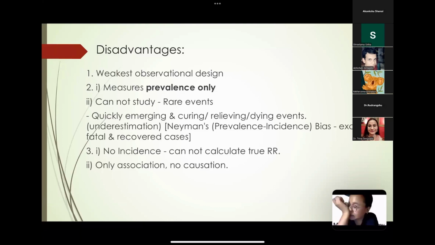Who was telling me that relative risk we can calculate in a cross-sectional study? Not true. We cannot calculate that. Only association, no causation. Even from the analytical part, I told you the difference between association and causation. Only the association can be established even from the analytical part of this study. We can only hypothesize, we can only say that yes, there is an association between gender and nutritional status, but we cannot say certainly that it is responsible. For that, we have to do other studies. So causation or true association we cannot establish from a cross-sectional study. That is it.